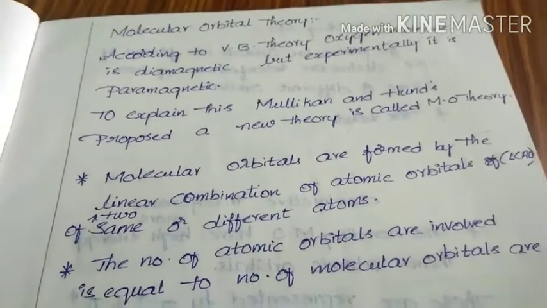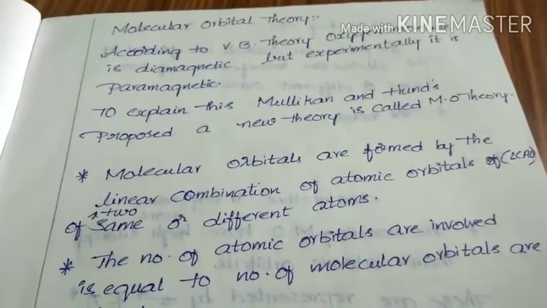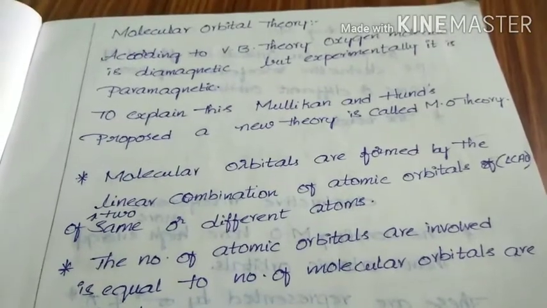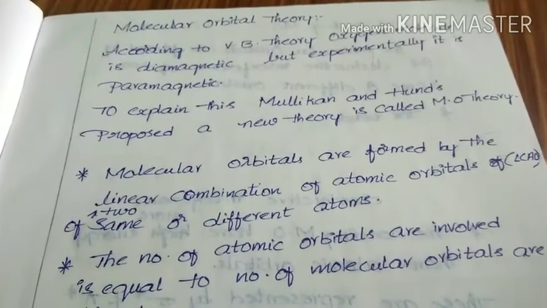Good morning, students. This is the next topic in the chemical bonding chapter, that is molecular orbital theory. This is also one of the important topics in this chapter.